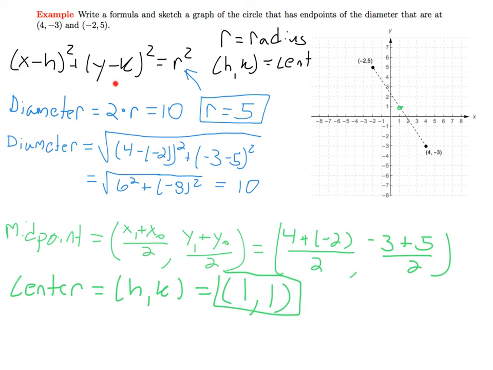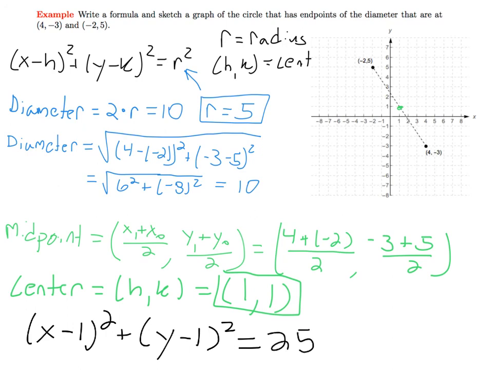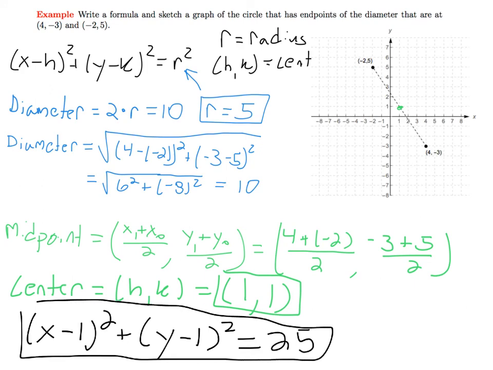And so now we can plug these values into the standard form for the equation of a circle. And that would give us (x - 1)² + (y - 1)² = r². And r is 5, so r squared is 25. So here is how we can express that equation in the standard form.